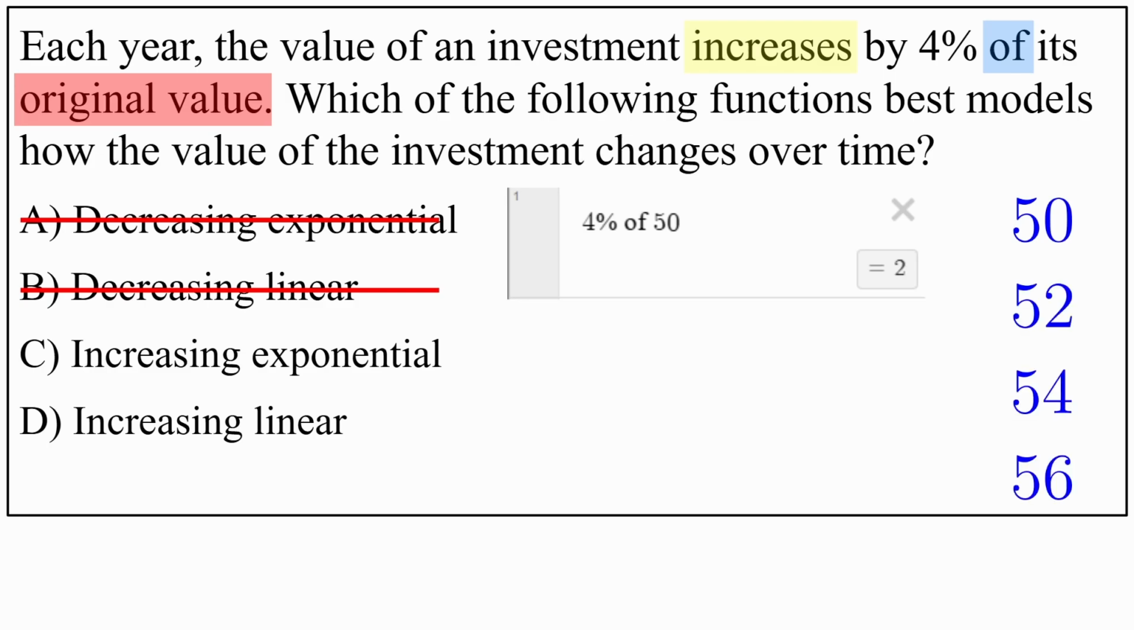You'll notice this is going up by the same amount each time, so it has a constant rate of change. So we're going to call this linear. So the answer is D, increasing linear. Notice the very key and subtle difference between the words previous year's value and original value or initial value. They mean totally different things. Make sure you understand that.